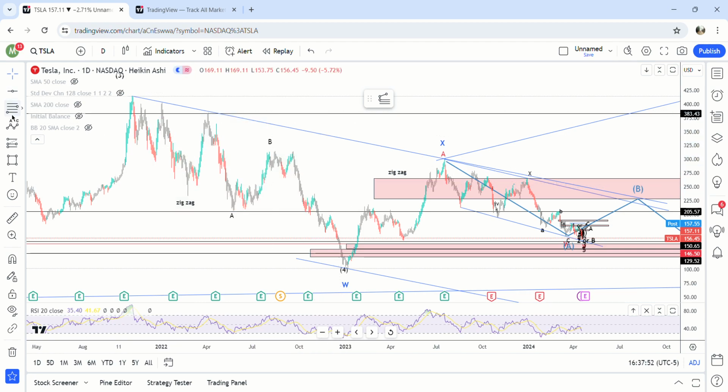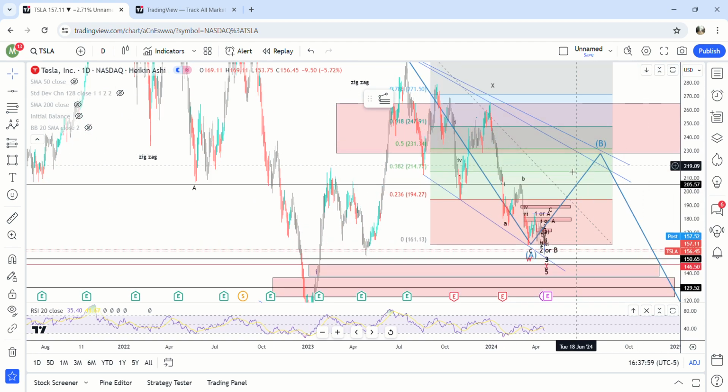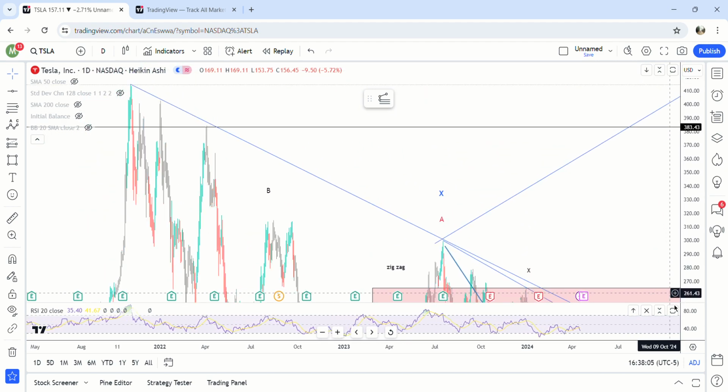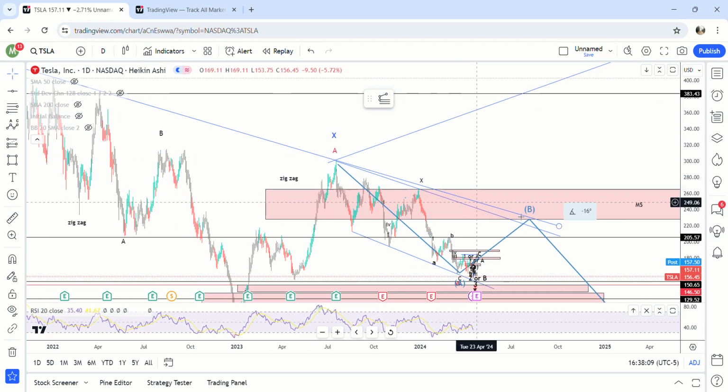So I would expect a bounce to the 0.5 fib. Let's just see where the 0.5 fib goes to. And the 0.5 fib goes to 231. I drew a parallel line from the top of the start of this move all the way through, and look where 231 hits right here: August 7th, 231. August 7th, I think that's actually the robo-taxi date.